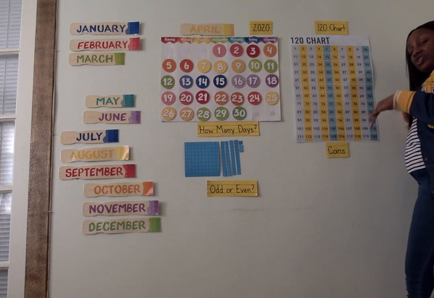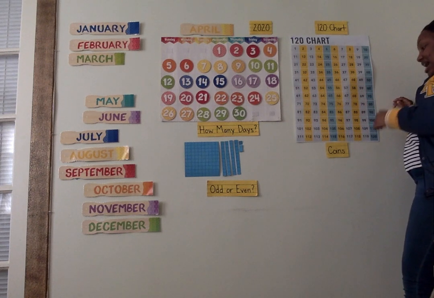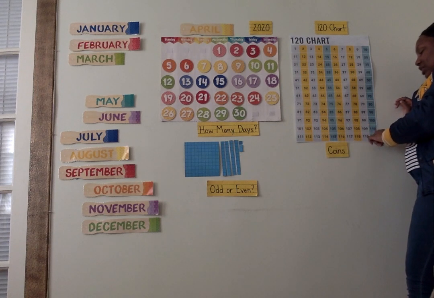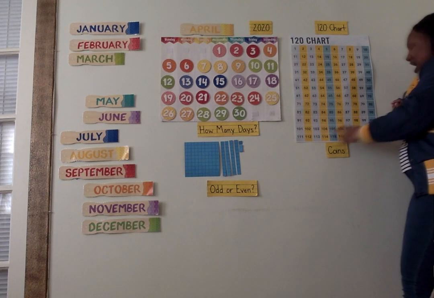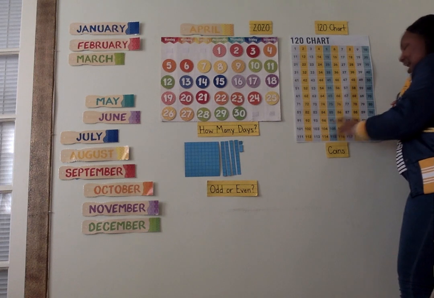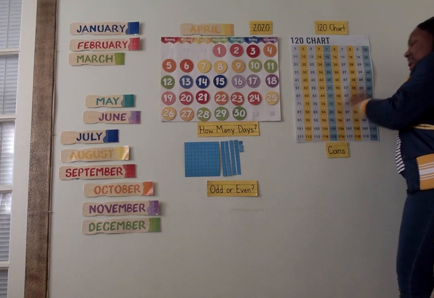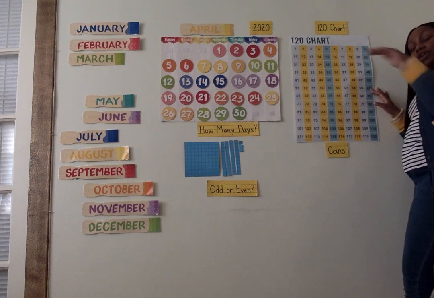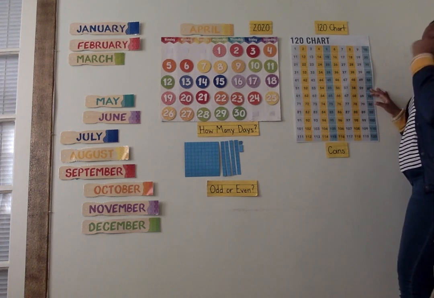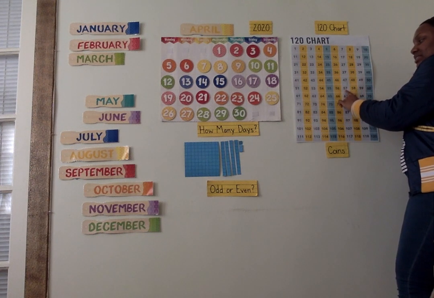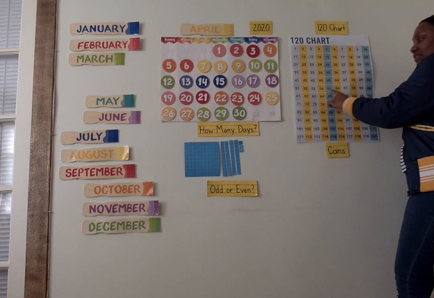Stop. Switch. Count back by fives. 120, 115, 110, 105, 100, 95, 90, 85, 80, 75, 70, 65, 60. Stop. Switch. Count back by 1. 60, 59, 58, 57, 56, 55.